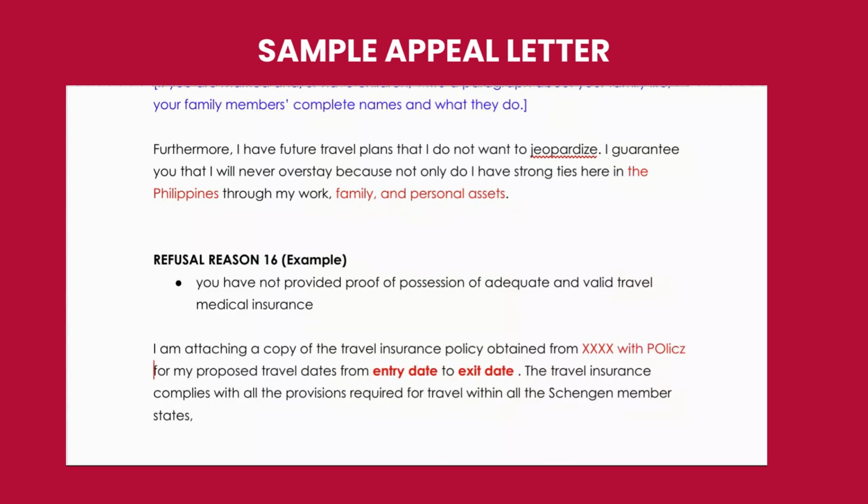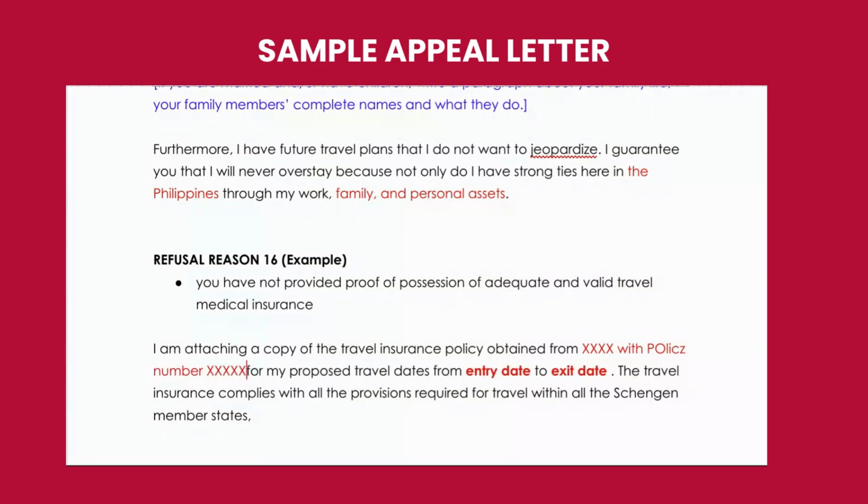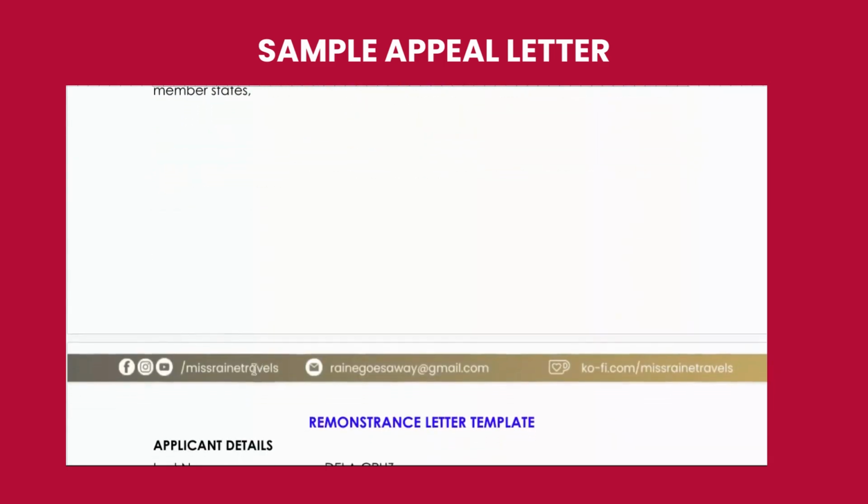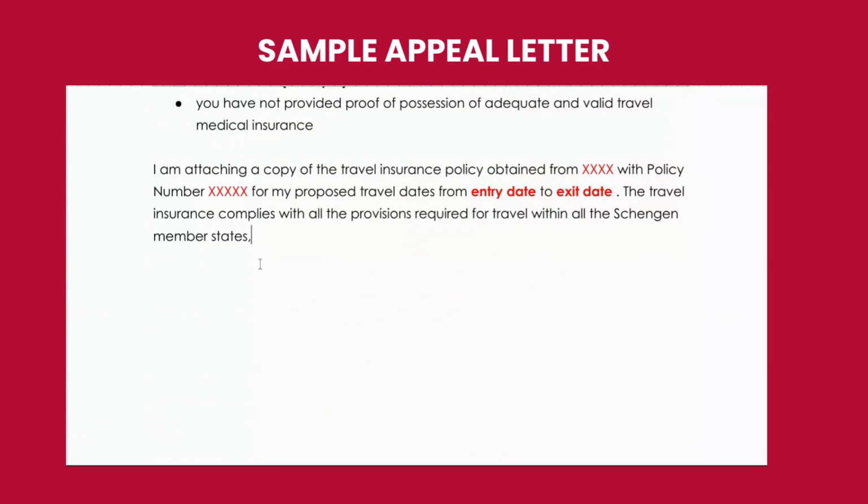With policy number XXX. My spelling is so wrong. Don't mind that. Okay, policy number for my proposed travel dates from entry date to exit date. Now, the travel insurance complies with all the provisions required for travel within all the Schengen member states. Okay, so there. Those two.